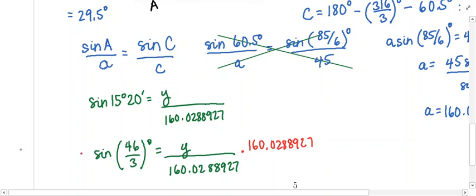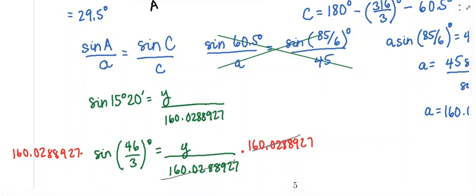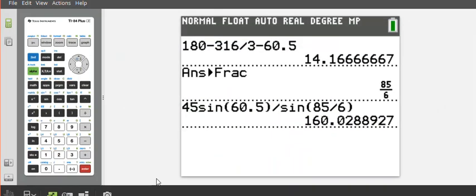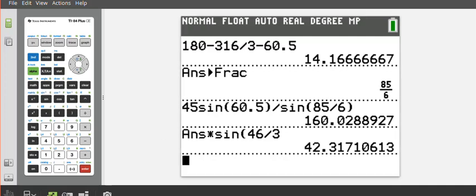Let's see what we get once we do this. On the right side, these decimal numbers, one in the bottom and one in the top, will cancel. So to get the y value, that green distance, we just need to take that 160 dot blah blah blah decimal and multiply by the sine of 46 over 3. So let's do it. We're going to take this decimal and multiply it by the sine of 46 over 3. That's going to give us the green measurement.